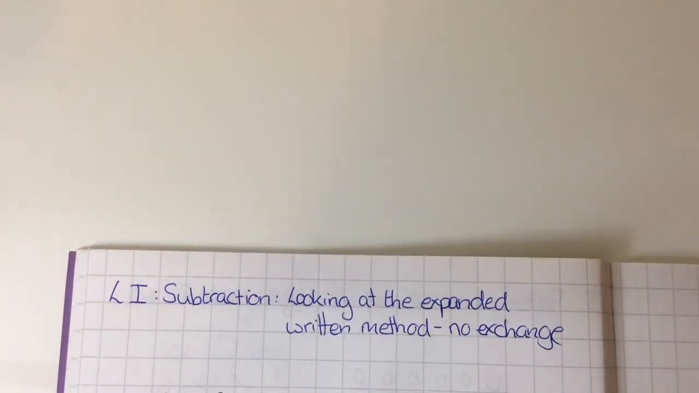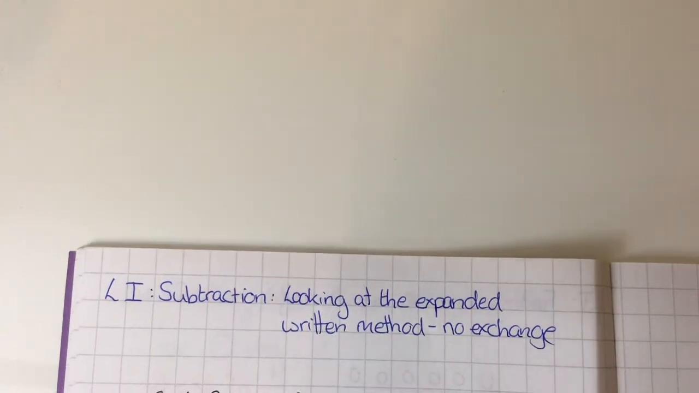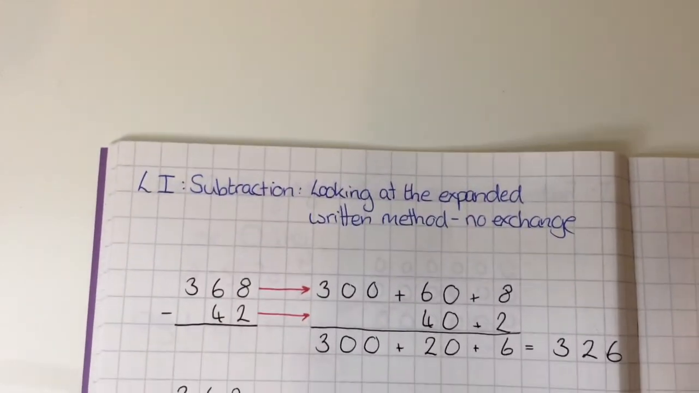Alrighty, circles, there we go. There's your learning intention. So pause the video, copy that down into your book. The learning intention is subtraction, and we're looking at the expanded written method with no exchange today. We will keep it nice and straightforward. Okay, pause the video, take that down, then take a look at our first example.